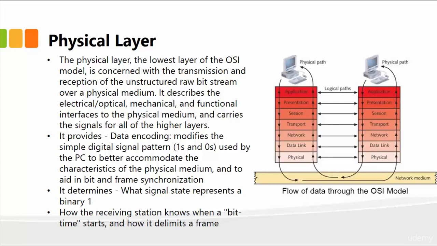So its function is to just take a look at the piece of information that it receives and then it encodes it, makes sure that all the bits are there. It also determines what signal state represents a binary 1 and how the receiving station knows when a bit starts and where it stops, right? And how it delimits the frame itself. So that's the main function of the physical layer.